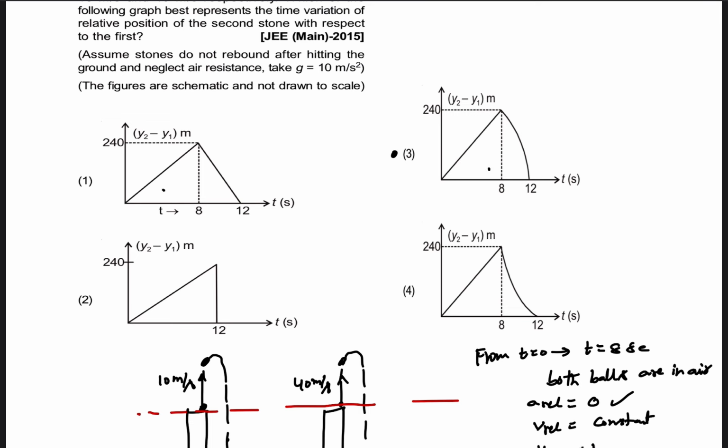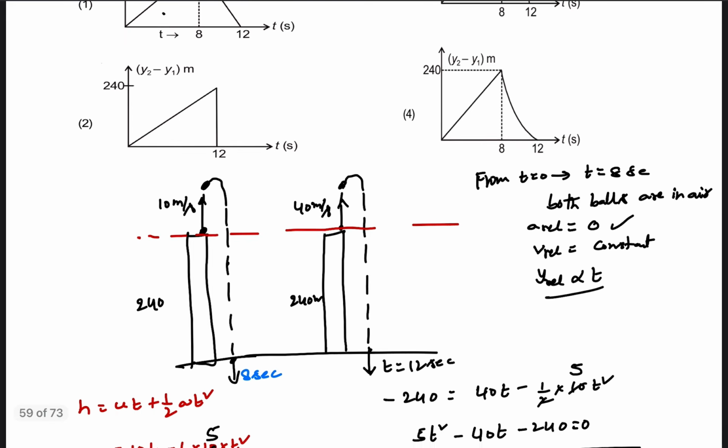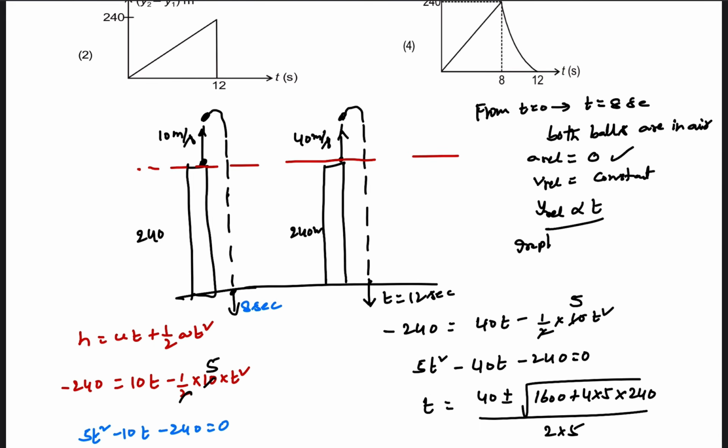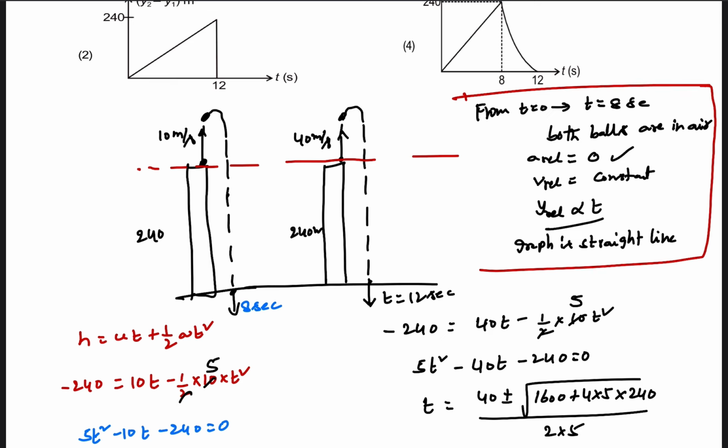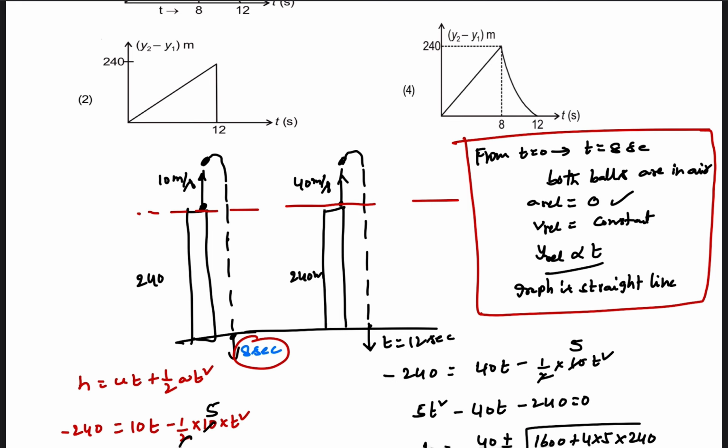Now you see, proportional to t: first graph, second graph, both are that only. You can see first graph, second graph, and third graph is not at all possible, and the fourth graph is also like this. So we can say the graph is a straight line, up to 8 seconds only. Now from 8 seconds to 12 seconds, at 8 seconds the first ball has already reached the ground. Now this ball is falling down.